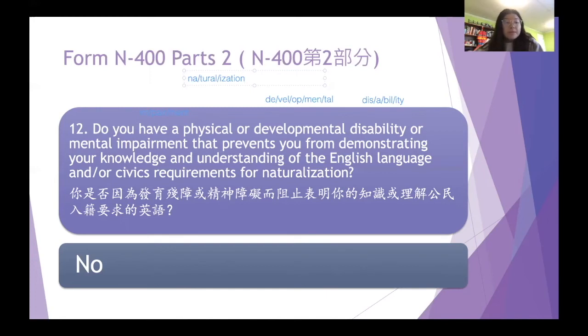好，我们再读一遍。Do you have a physical or developmental disability or mental impairment that prevents you from demonstrating your knowledge and understanding of the English language and or civics requirements for naturalization?